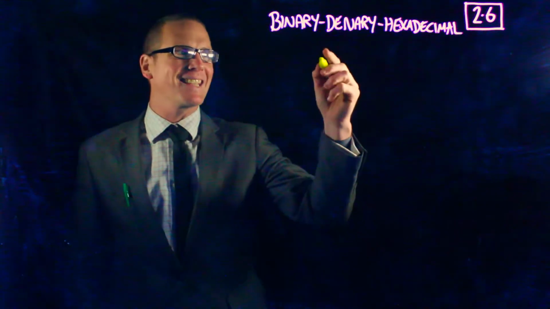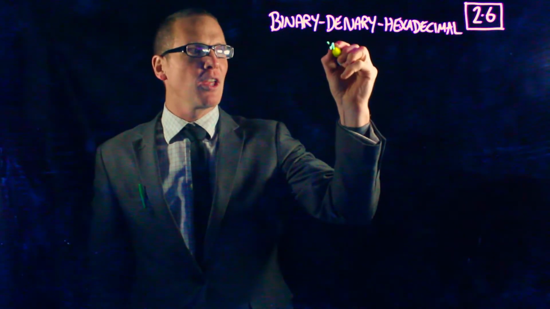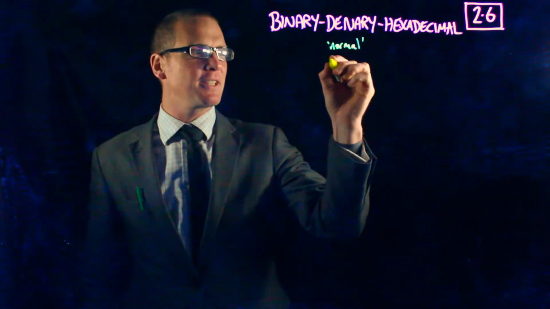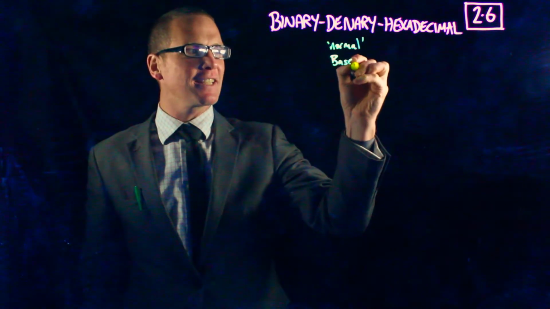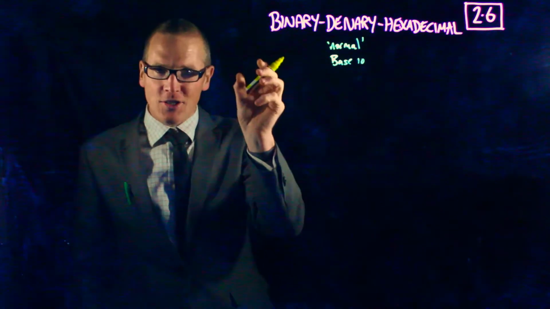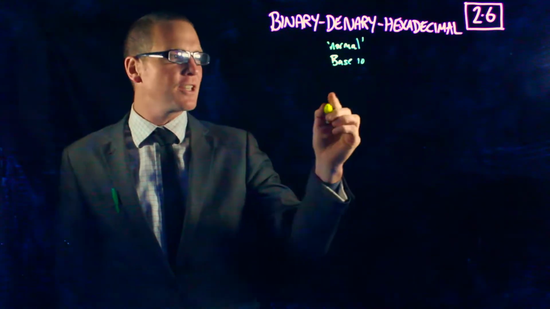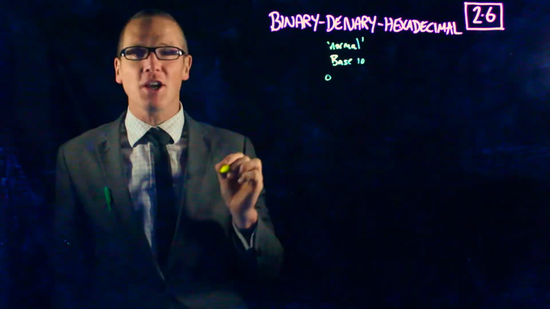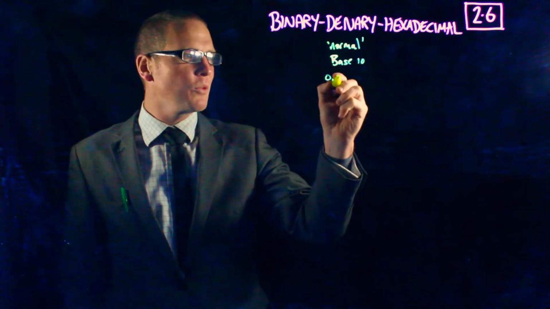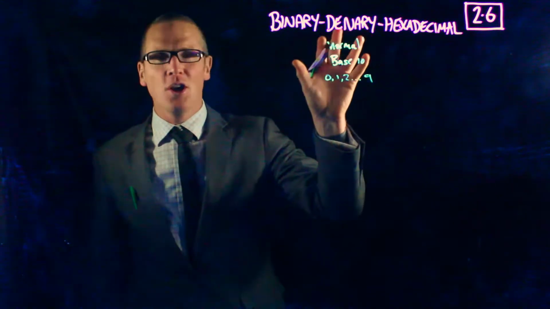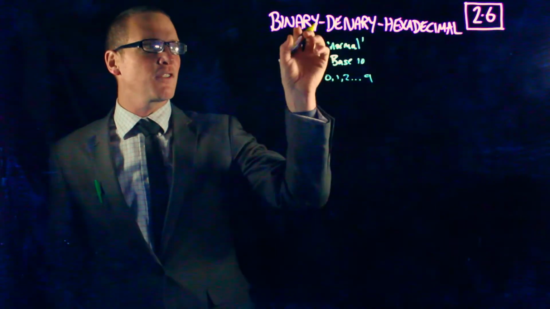Now, denary is our normal number system. It's the one that you're used to. It's a base 10 number system, which means that it has 10 options. In a single column, there's 10 different things that you can write in there, all the way up to 9 as our highest value and starting from 0. So 0, 1, 2, 3, 4, 5, 6, 7, 8 and 9. Those are our 10 options for denary.